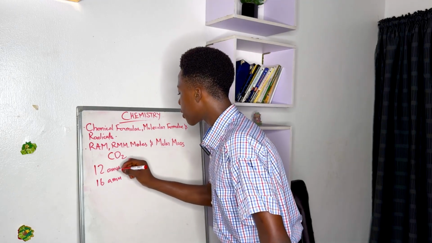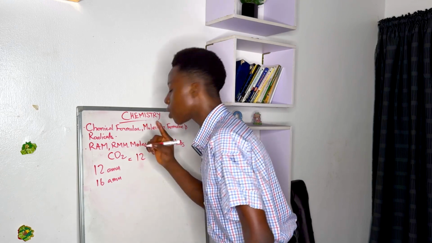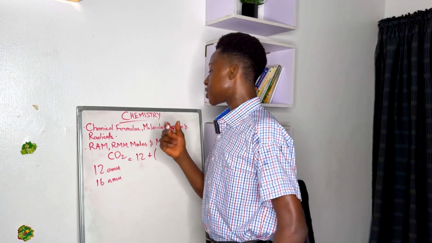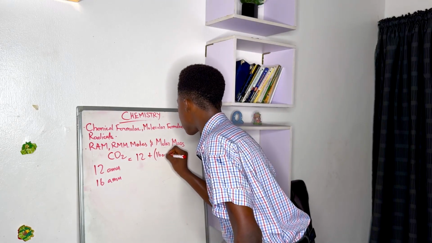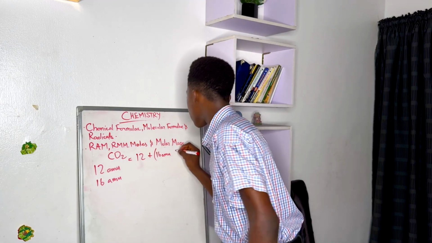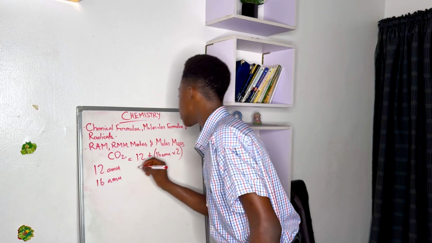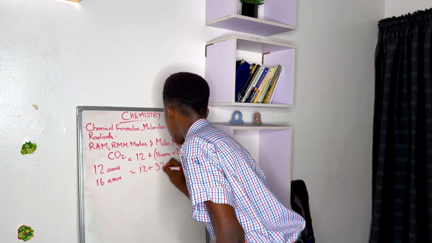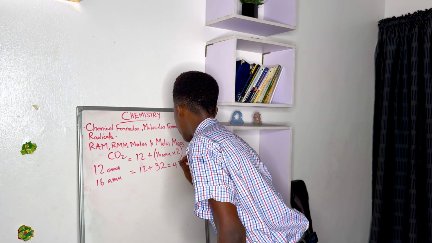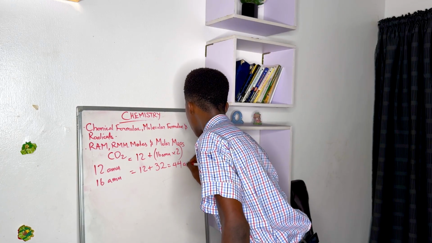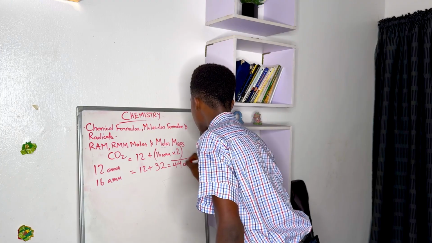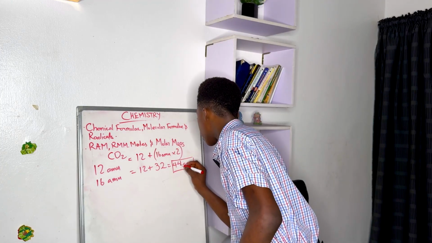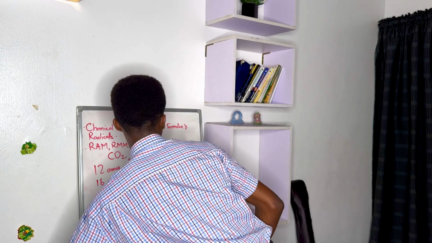First of all, carbon is 12. Because carbon only repeats itself once, we're going to have 12 plus oxygen, which repeats itself 2 times, so 16, the mass of 1 oxygen atom, multiplied by the 2 times it repeats itself, is going to be 12 plus 32. And 12 plus 32 is going to give you 44. So this is 44 AMU. This is the relative molecular mass of carbon 4-oxide.